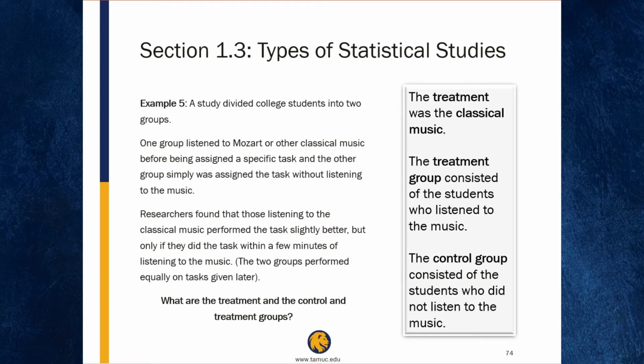The treatment was the classical music itself. This is what, again, was given to one group in order to see if it made a difference. The treatment group were the group that received the treatment, who listened to music. The control group were those who did not listen to music. And so now as a result, we can say, okay, the treatment group, how did they compare having listened to music with the control group who did not? And so that's why we need to have these two groups again, so we can make that comparison.